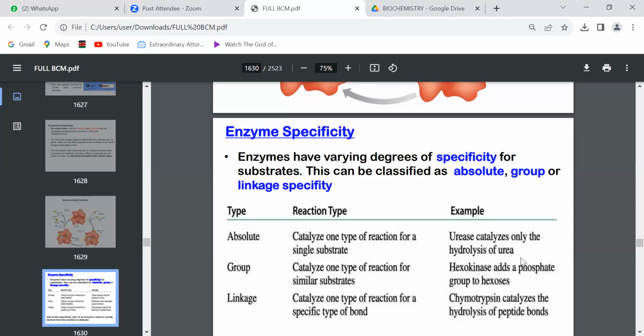But then there are others that can work for a whole group. For example, the hexokinases would work for any of the hexoses, those six carbon structures, like glucose and fructose. When you have a hexokinase, it would phosphorylate any of those as long as it's in that group. So it's just group specific. Then others are linkage specific. Those are specific to a certain type of bond, maybe peptide bonds or any other type of bond, like peptide bonds by chymotrypsin.